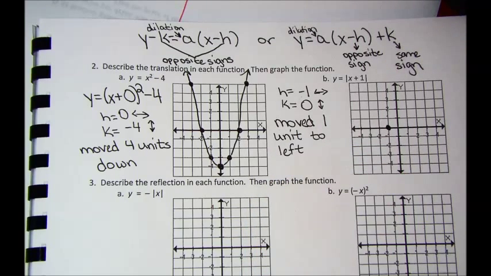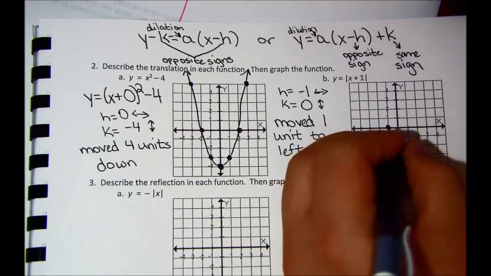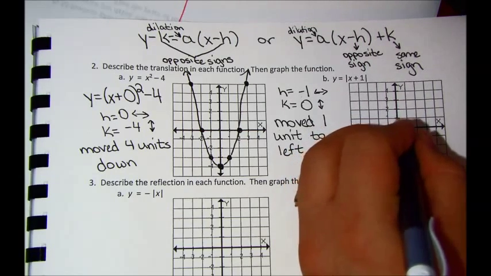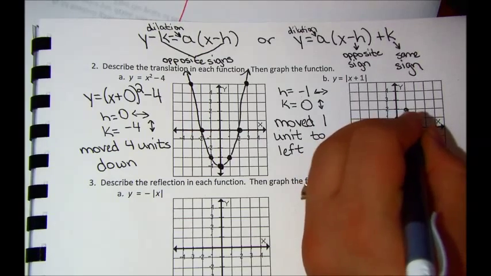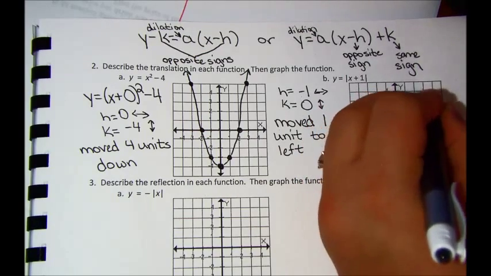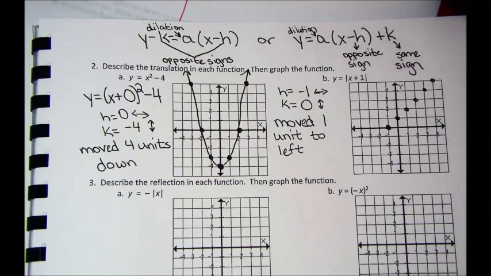What would be the slope? Remember, absolute values, we can tell a slope. 1. So from the vertex, go up 1 over 1, up 1 over 1, all the way across. You can reflect that across the vertex.